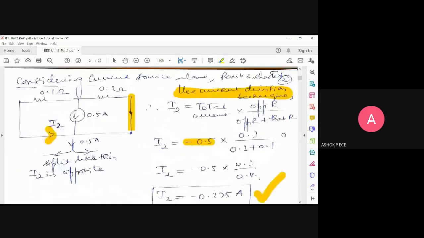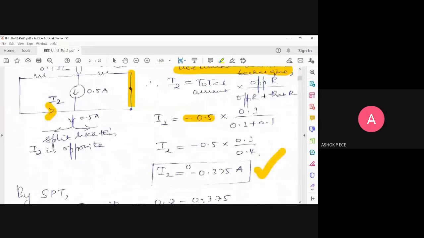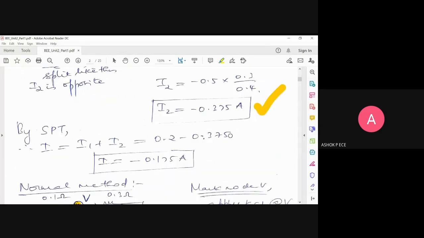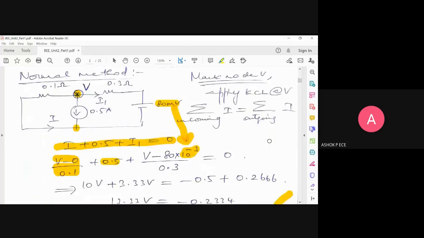Add both. I1 is 0.2, I2 is minus 0.375. Adding means blindly add; don't worry about the sign. Just add them. Here it is effectively subtracting, correct? 0.2 minus 0.375. So what are you getting? Minus 0.175 amperes, which is the same as what you got here.